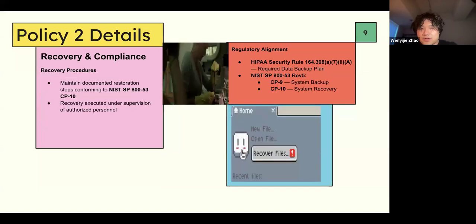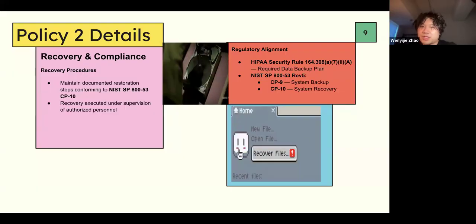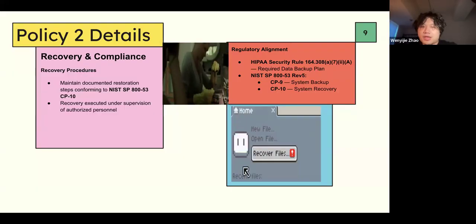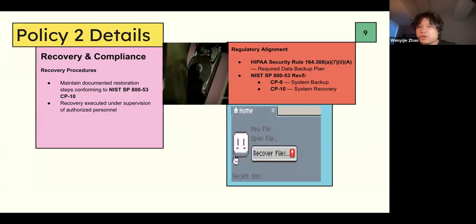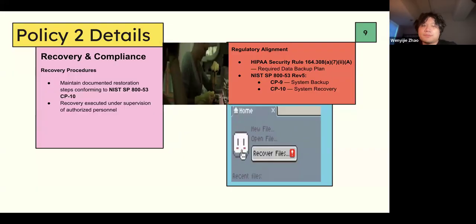Recovery operations follow requirements defined under NIST SP 800-53 Controls CP Section 10. Restoration procedures must be documented, validated, and executed only under authorized supervision. This policy is aligned fully with the HIPAA security rule, especially the required data backup plan under Section 164.308(a)(7)(ii)(A), as well as the NIST Controls CP-9 and CP-10 governing system backup and recovery.